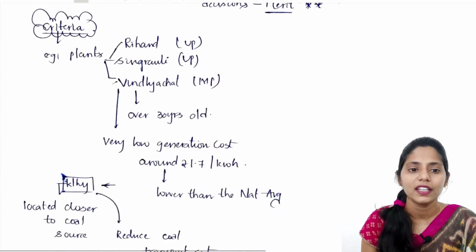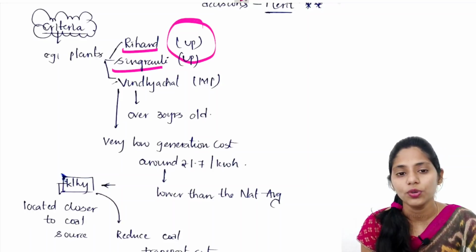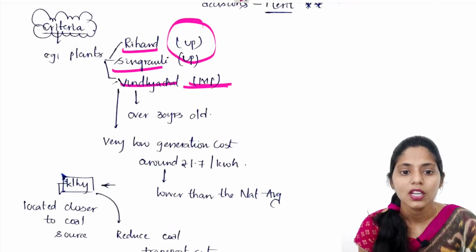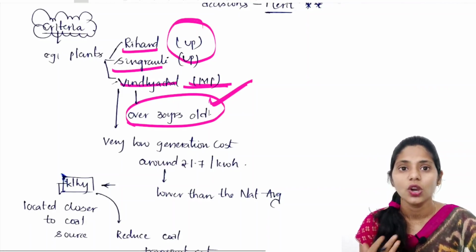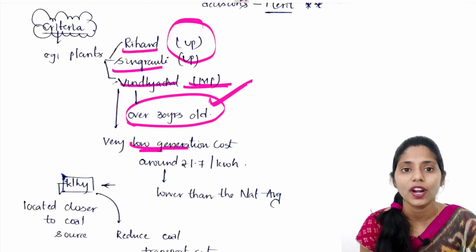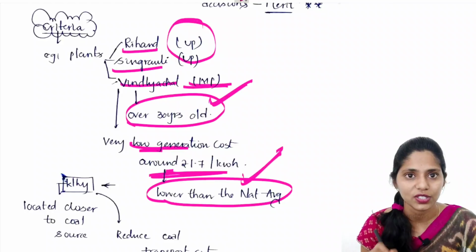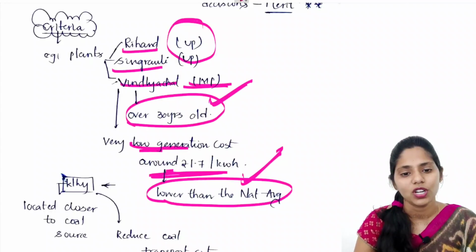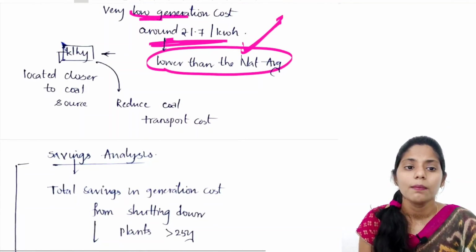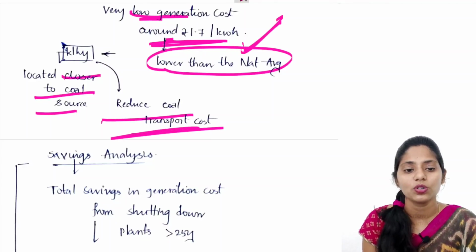If you are talking about criteria, some plants like Rihand and Singrauli in the state of UP, and Vindhyachal in the state of MP, are over 30 years old. But if you look at generation cost, they generate power at a very low cost of around rupees 1.7 per kilowatt hour. So it is much lower than the national average, though they are more than 30 years old. What is the reason for this low-cost generation? Because they are located very close to the coal source, which reduces coal transport cost as well.